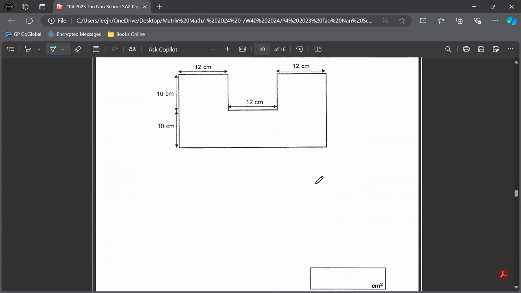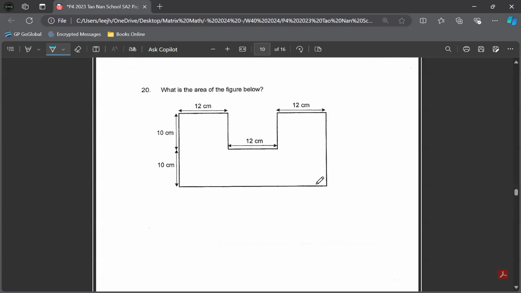Question number 20. Okay, question 20. It says, what is the area of the figure below? So you can see it's a composite figure. What we do is I'm going to segment the figure into smaller rectangles or squares even. Okay, so I am going to cut this into a rectangle. And this one, like that.